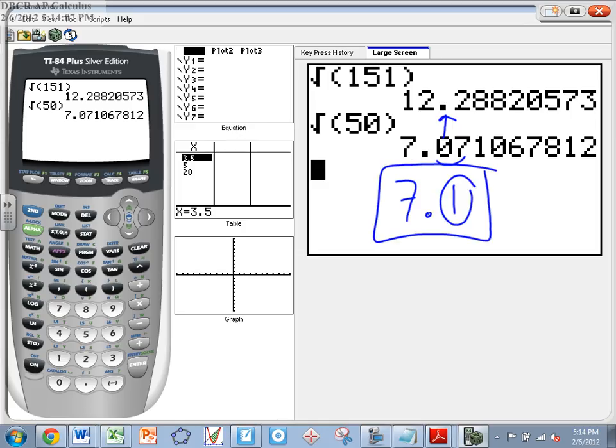Now, that wasn't a choice as your choices, but radical 50 was your choice. You would make that selection. Again, this is just a tool that you can use. Let's go on to our third topic here.